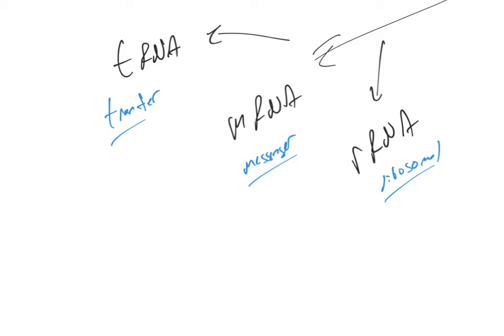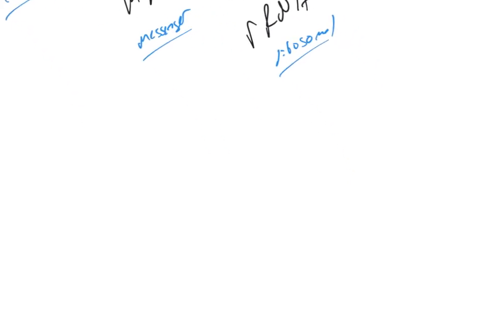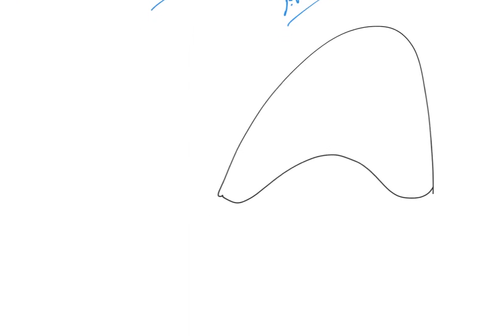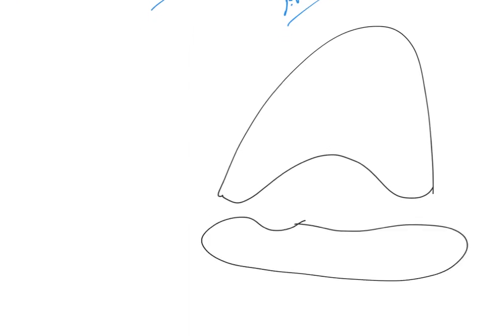That was 70S ribosomes. They exist in mitochondria, chloroplasts, and prokaryotes. Eukaryotes have 80S ribosomes. So, a ribosome looks like this. You have a large subunit and a small subunit. The small subunit is either 20S or 30S, and the large subunit is 50S.